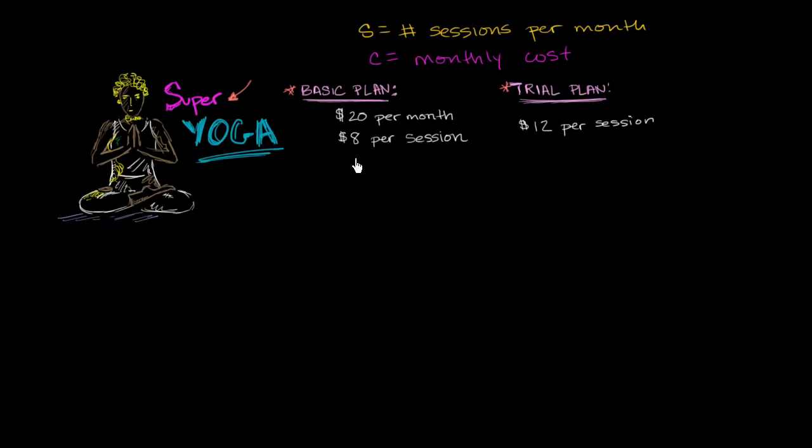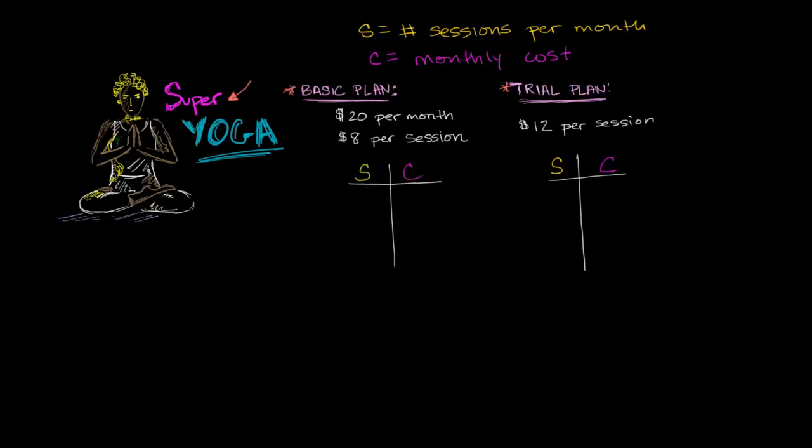So first, we'll start with the trial plan because that seems a little bit simpler. And I'll draw a little table here, with the number of sessions and my cost. That'll be for my trial plan. And then let's do the same thing for the basic plan so that we can compare. So I have the number of sessions that I attend and my total cost.